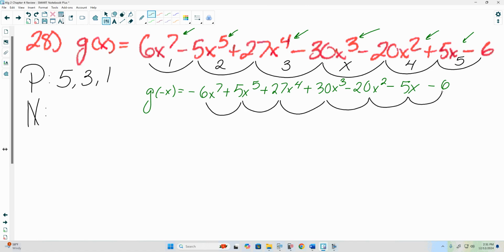Count the sign changes. We're going from negative to positive, which is 1. Positive to positive, positive to positive. Positive to negative gives us 2. Negative to negative, negative to negative. So the number of sign changes for negative is 2, or an even number less than it, which would be 0.